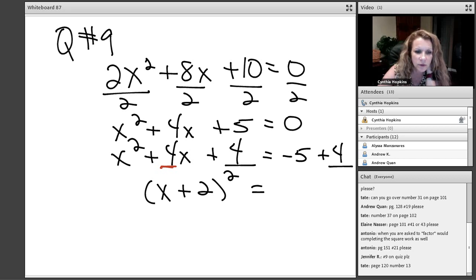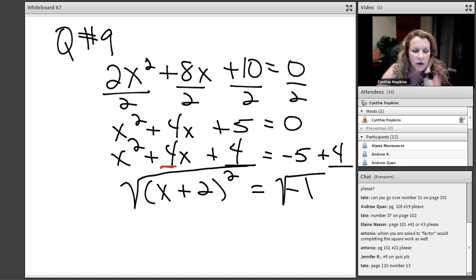This left side is a perfect square trinomial, so that always factors into the square of a binomial. I get x plus 2, the quantity squared, and that is the square root of the x squared, the square root of the 4, and then the sign of the middle term. And on this right side, I get negative 1 when I combine those.